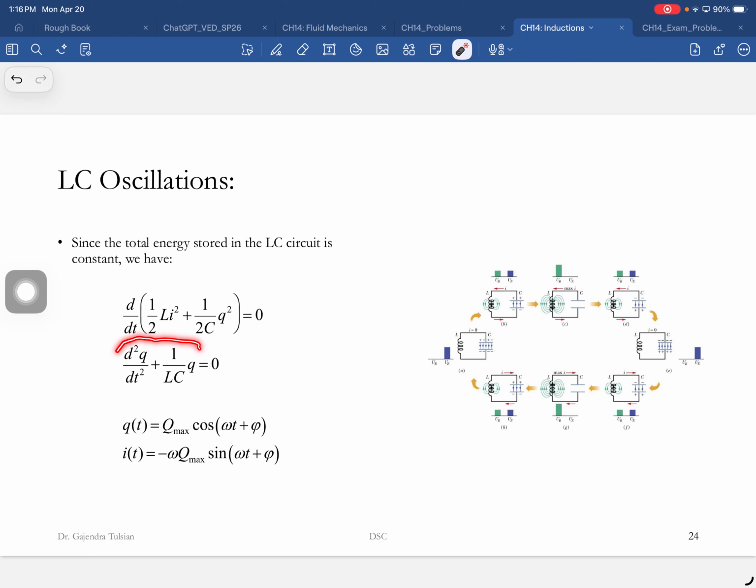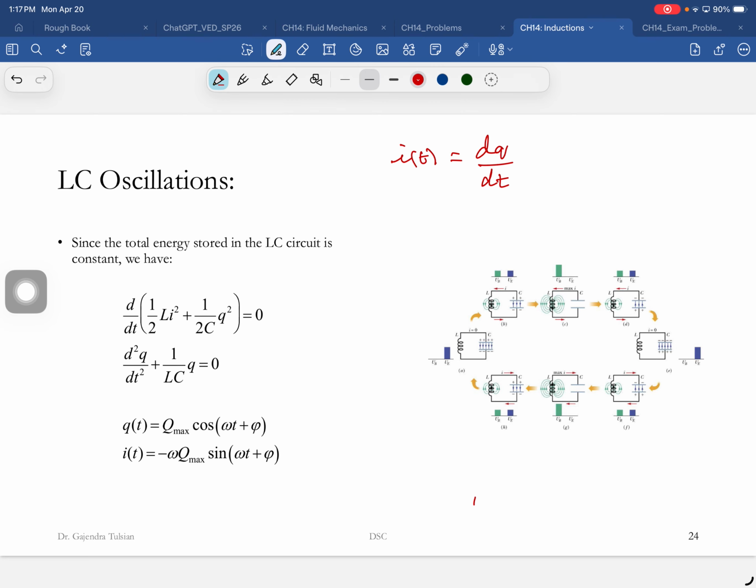So you get an expression for the charge on the capacitor. Here's the differential equation for the charge on the capacitor. By the way, I is dq by dt, and to go from there to here, you'll need this. Now this is an easy differential equation to solve. This is one of the basic ones that you solve. We'll call this omega square.